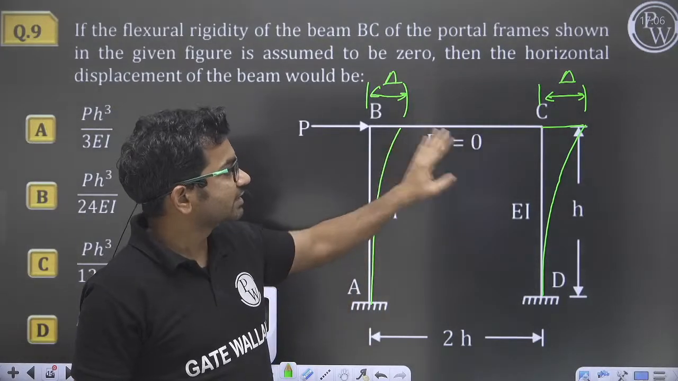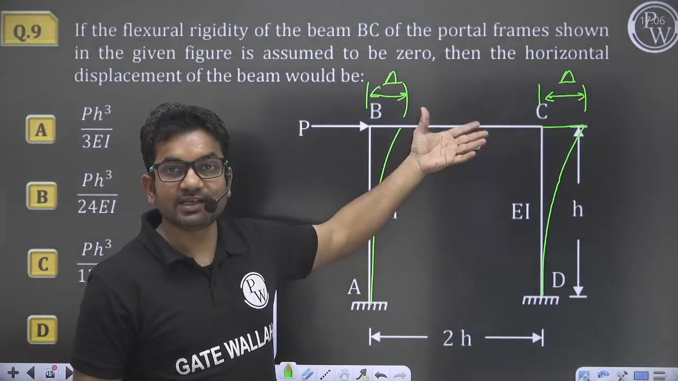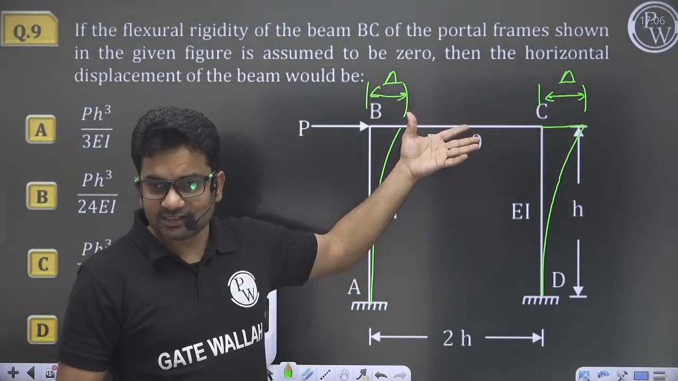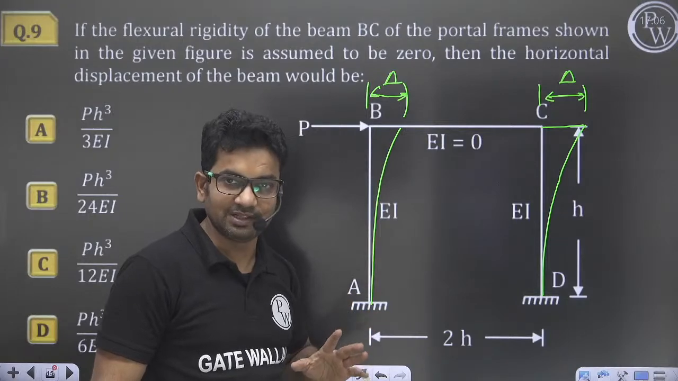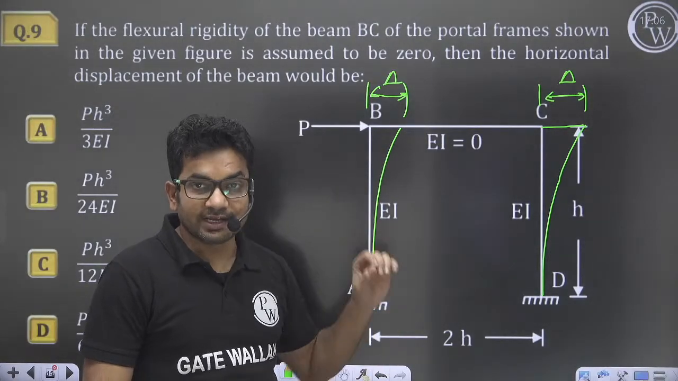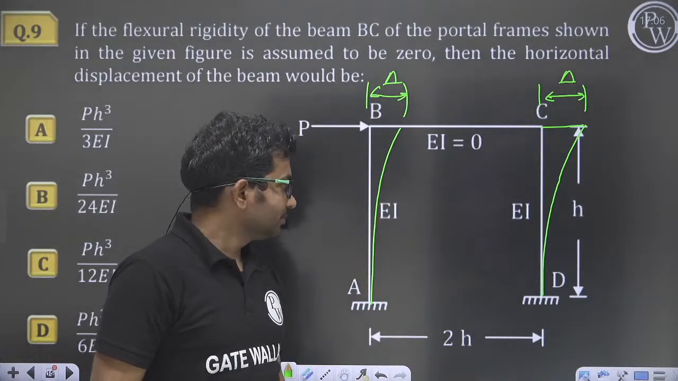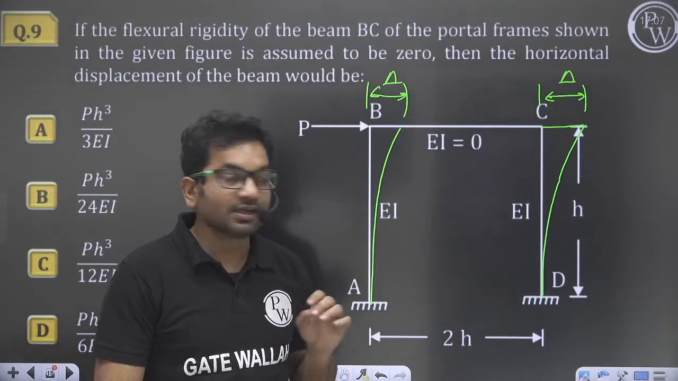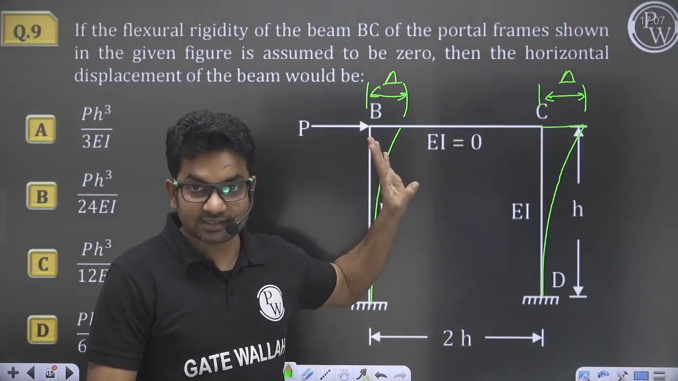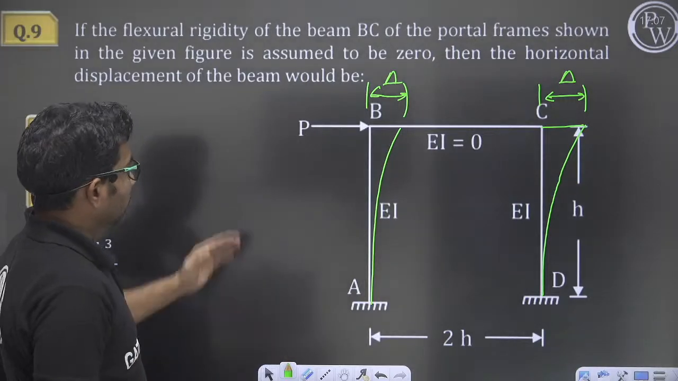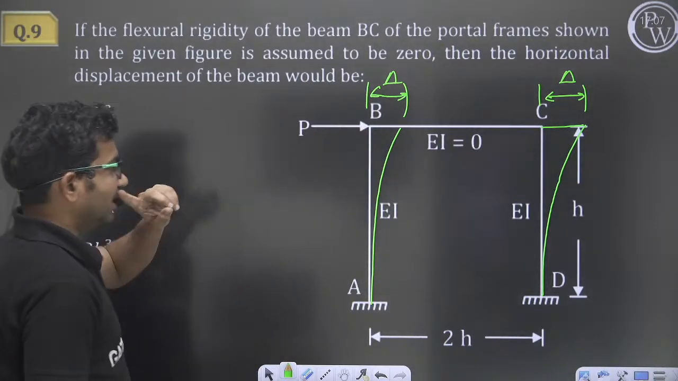So axially rigid, but flexurally it is 100% flexible, we can say. Flexural rigidity is 0 and axial rigidity is infinite. However, in reality, we will not find any such member. In reality, this type of member will not exist. But anyways, now if I want to find out what is the deflection, I can find it in two ways.